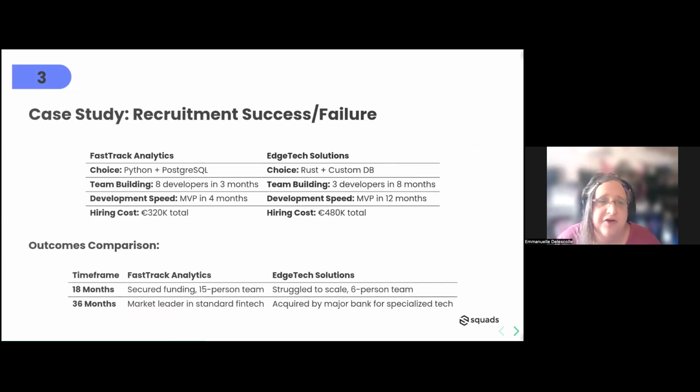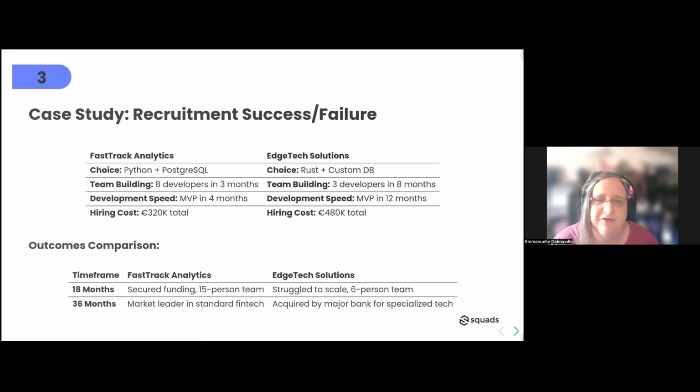So here we have a case study between two fictional companies, and in both tracks there's a lot of possibilities for failures. The key points are that by hiring known technologies with high talent pools, the first company is able to hire 8 developers in 3 months, and that would cost them about 300K. And so they would be able to produce an MVP much faster, maybe 4 months. The second company is going for very niche technologies, and so they are able to hire fewer people in more time, which results in only being able to produce an MVP after maybe a year, and for a bigger hiring cost.